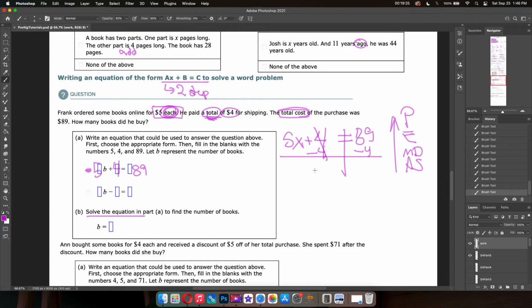Minus 4, so that means 5x equals 85. And now we move on to addition, multiplication and division. That's multiplication. The opposite of that is division. X equals 17. And there's our final answer.